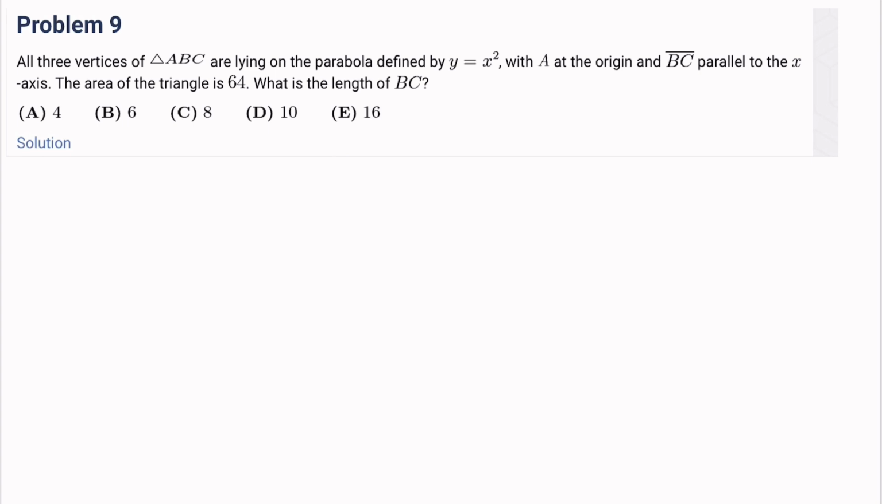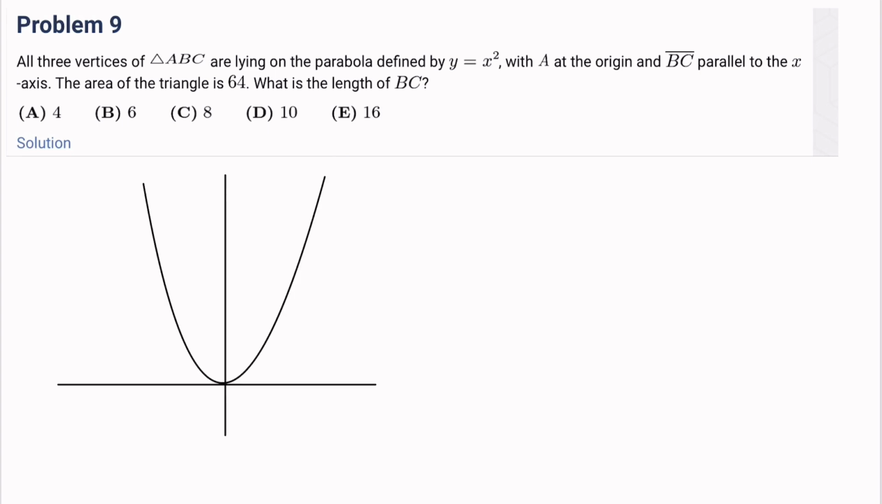Okay, so we have the parabola y equals x squared, like that, right? And we have A at the origin. So this is A, and BC is parallel to the x-axis. So if we draw a line like that, then this would be B, and this would be C, and those will be parallel to the x-axis. And so the area of the triangle is 64, and our triangle is right here, right? What is the length of BC?